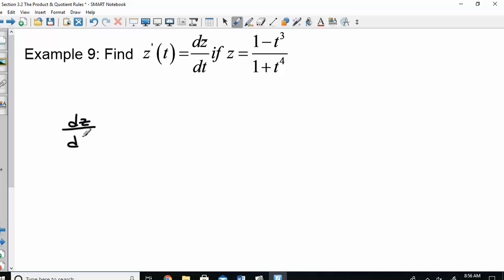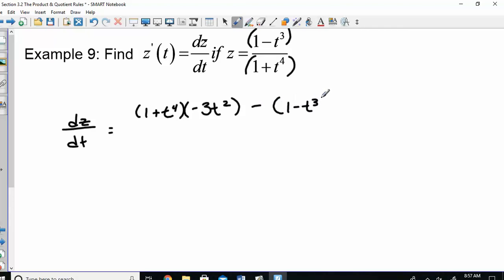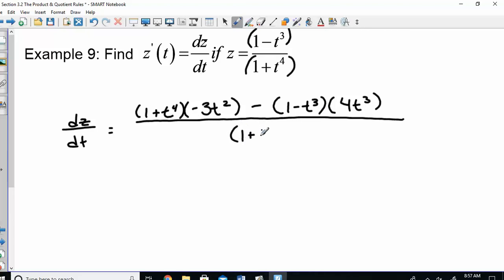So the derivative of this. Again, we have to do quotient rule. So quotient rule is low, so the bottom, d high, derivative of the top: negative 3t squared. Minus high, so the top, d low, derivative of the bottom, over low squared.